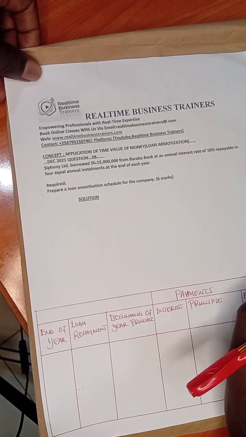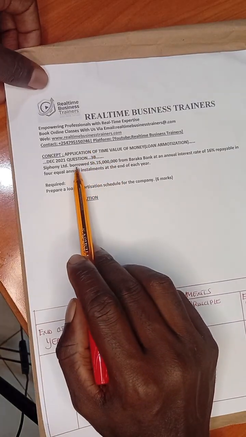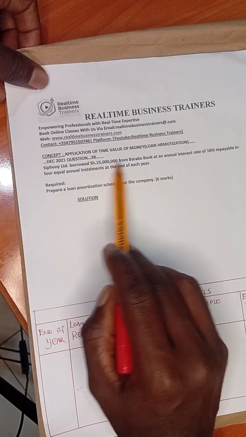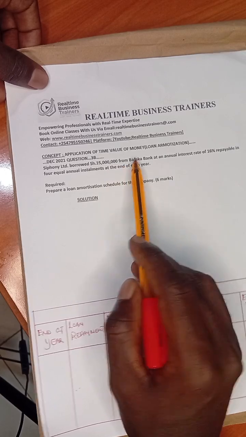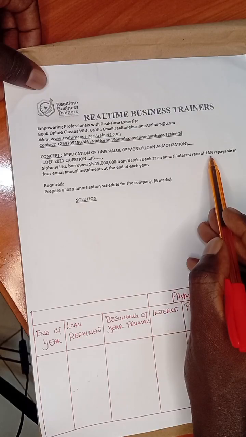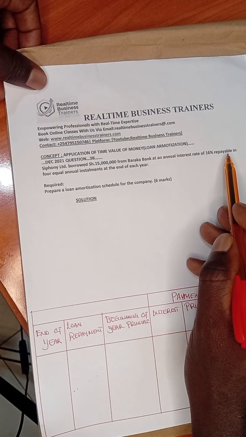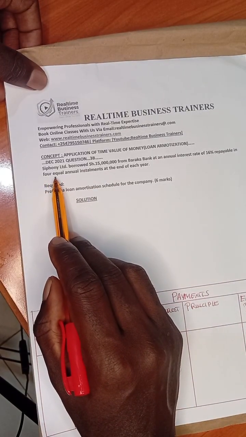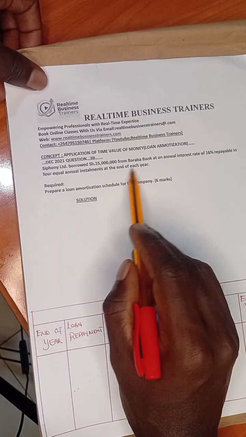When you come across such a question, you just read it. First of all, Symphony Limited borrowed. This is the amount that he borrowed, or rather, this is the present value. This is the amount he borrowed from the bank at an annual interest rate. Another thing to note is the interest rate, sometimes written as R and sometimes as K, depending on the formula. Repayable in 4 is the number of payments, or the periods. That is the 4 equal annual installments at the end of each year.